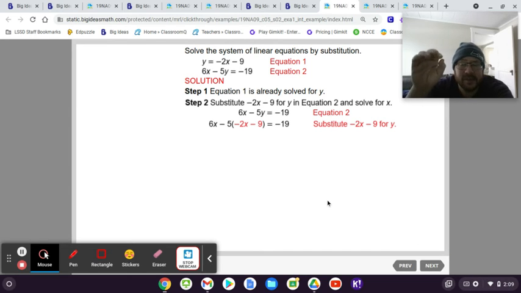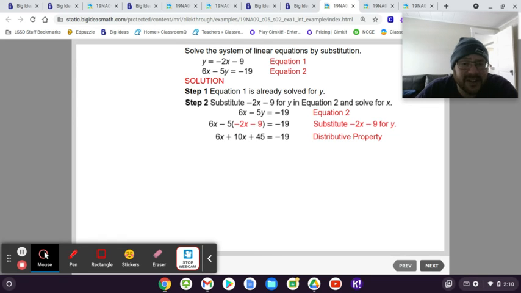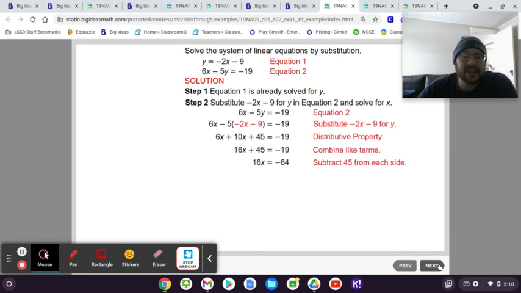I'm going to have you pause and take a look at that and make sure that all makes sense, because that's the key to substitution right there. Okay, hopefully you understand that now. And then you basically can solve this because you only have one variable now. You just have x to solve for. So don't forget, you've got to distribute negative 5 to make this a plus 10x and then a plus 45. If you have questions on distributing, let me know. It's very important. Then you can simplify it and get 16x plus 45, and then you can solve it and you find out that x equals negative 4.